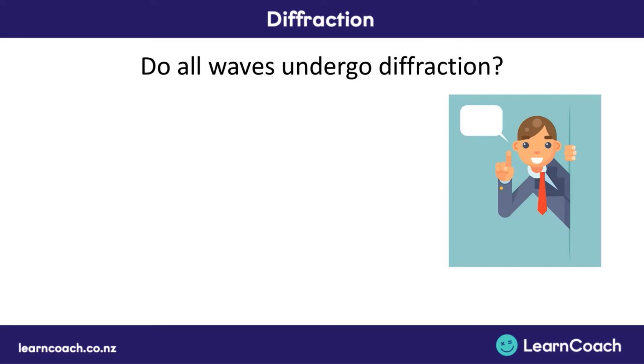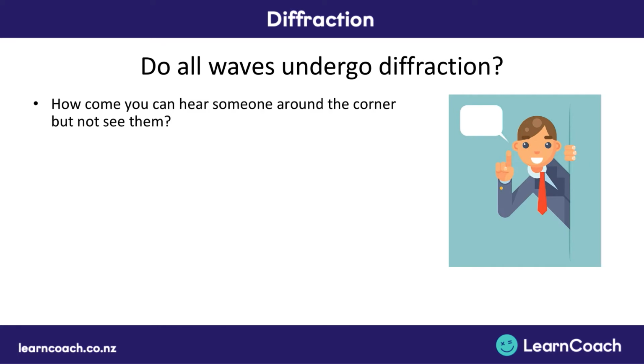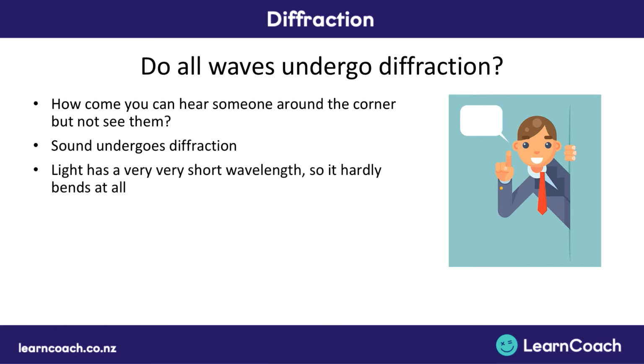If diffraction happened to every single wave, we would be able to hear someone around the corner and see them as well. But we can't see people around corners without mirrors, but we can hear them. Sound has a relatively big wavelength, so when it undergoes diffraction, it bends quite far around a barrier. This is why we can hear someone from around the corner. Light, however, has a very short wavelength, and if you remember from before, waves with smaller wavelengths bend less around a barrier. And since light has a very short wavelength, it hardly bends at all, and this is why we can't see someone from around the corner.